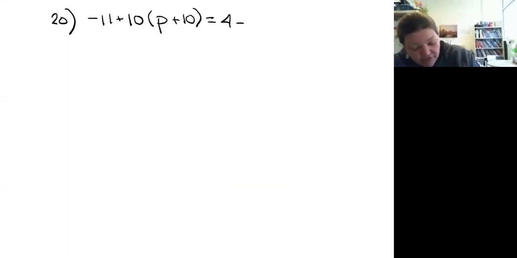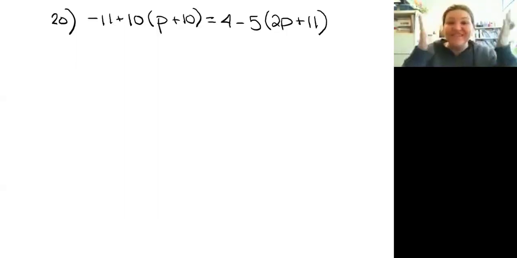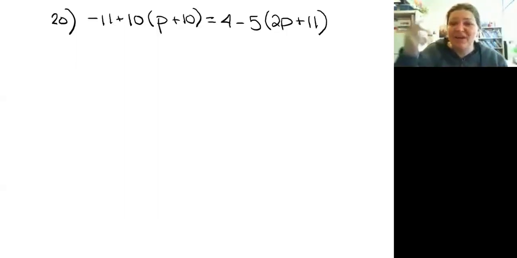Okay, so I have negative 11 plus 10 times the quantity of p plus 10 equals 4 minus 5 times the quantity of 2p plus 11. Whoo! That looks gross, doesn't it? Okay, so where do we start? We start by simplifying, doing any forwards math we know how to do. Clean it up and pack before we start moving. It'll make our lives easier.